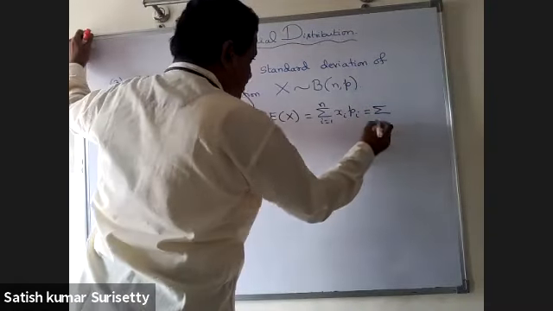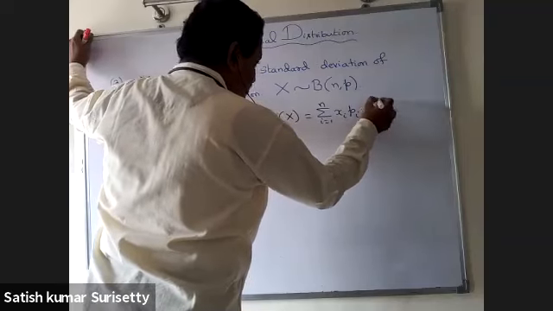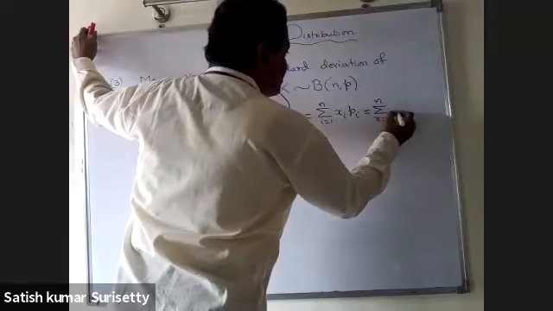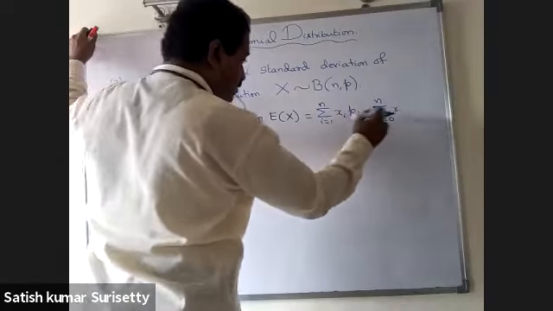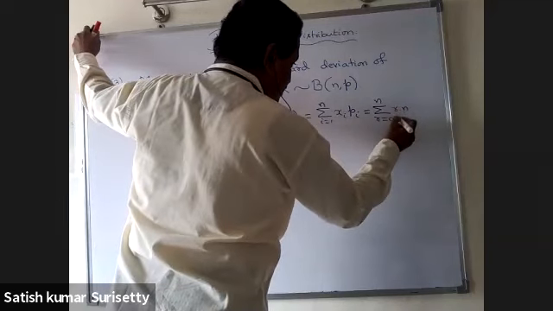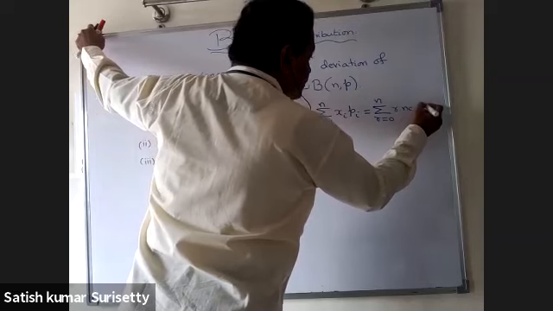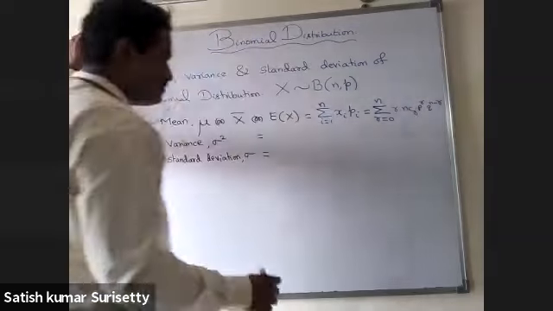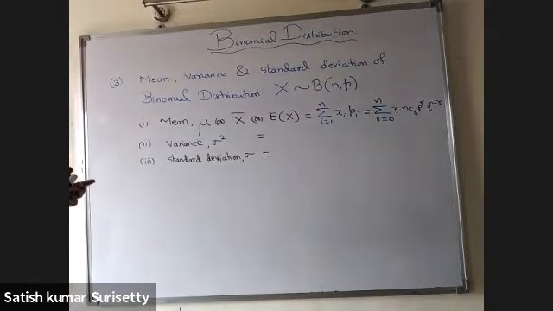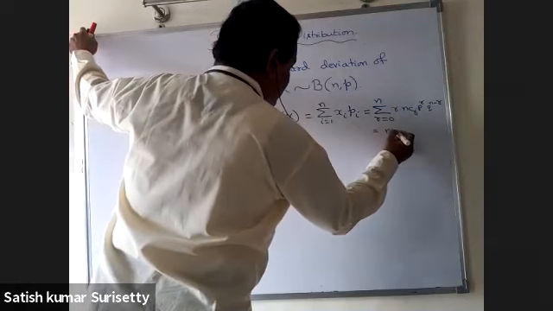The sum over r equal to 0 to n of r into, because the variable is r, the corresponding probabilities, that is P(X = r), which is nCr p^r q^(n-r). If you simplify, then you can prove this as n into p.